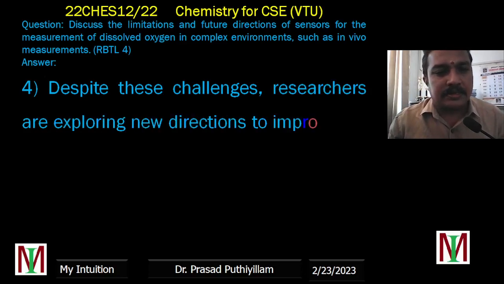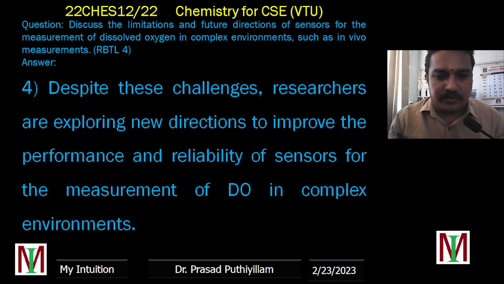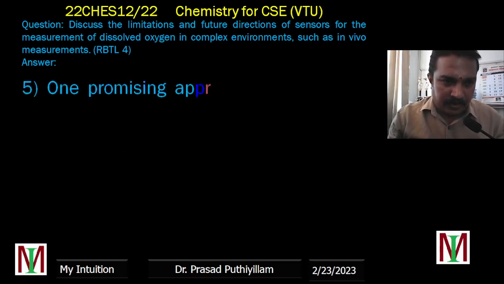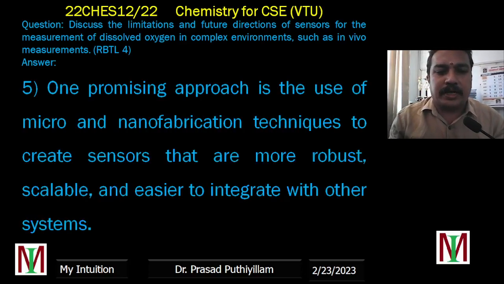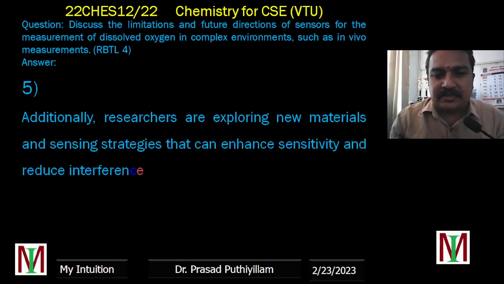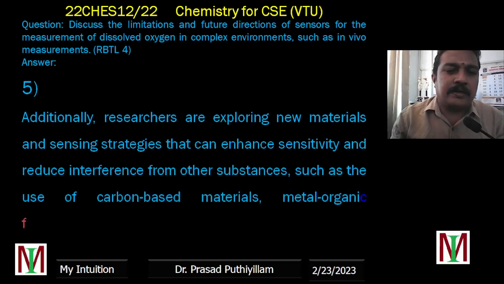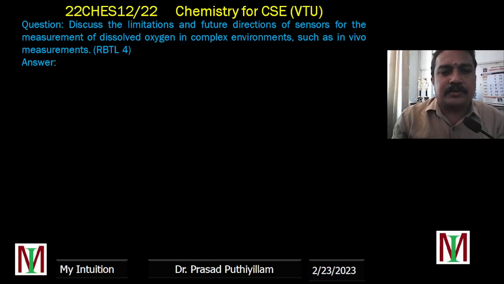Despite these challenges, researchers are exploring new directions to improve the performance and reliability of sensors for the measurement of DO in complex environments. One promising approach is the use of micro and nano fabrication techniques to create sensors that are more robust, scalable, and easier to integrate with other systems. Additionally, researchers are exploring new materials and sensing strategies which can enhance the sensitivity and reduce interference from other substances, such as carbon-based materials, metal organic frameworks, and enzyme-based sensors.